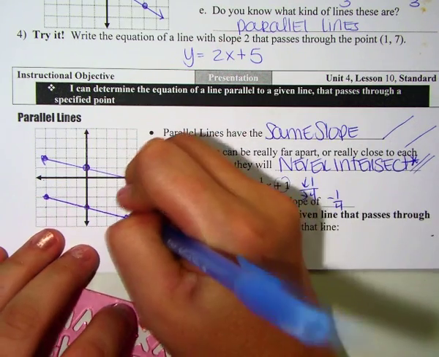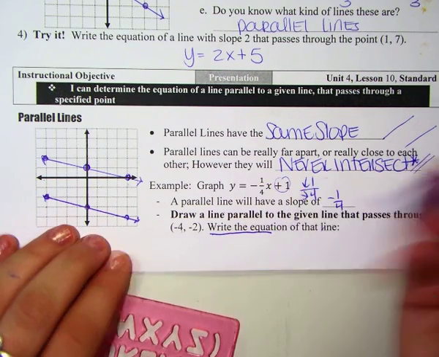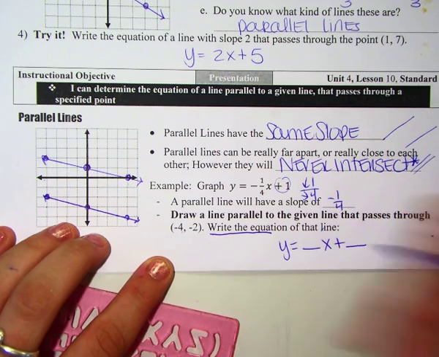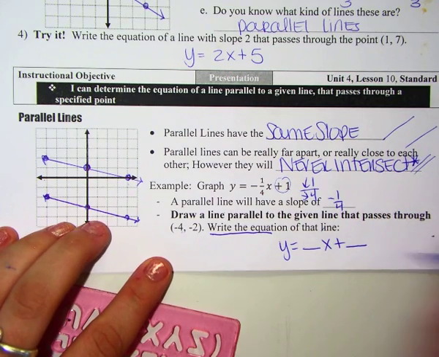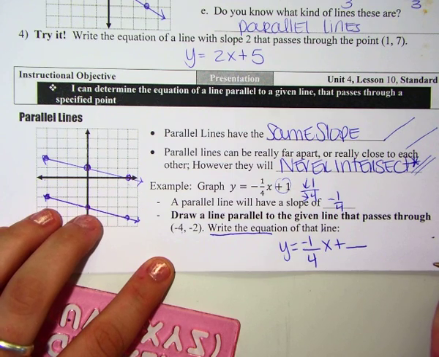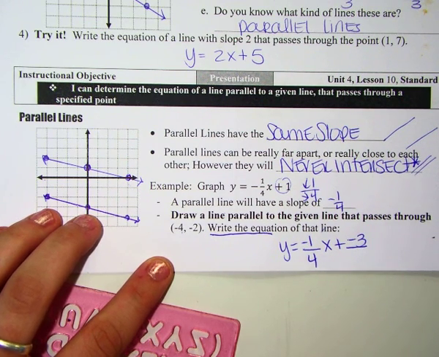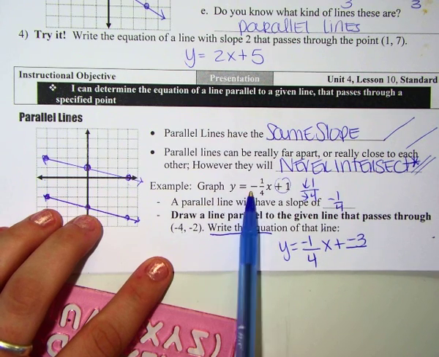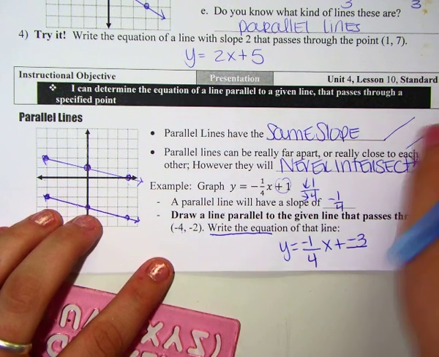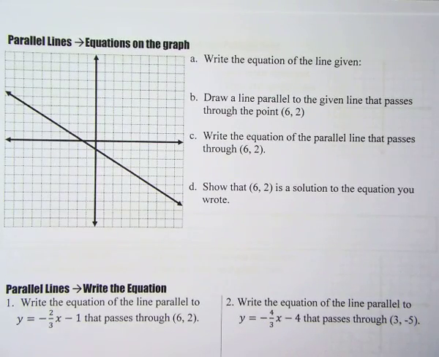I can write the equation of this. The first thing I'm actually going to do is write the skeleton. The slope was negative 1/4. And now the y-intercept is negative 3. So that's the equation of a line that's parallel to this one and passes through negative 4, negative 2. Moving on.